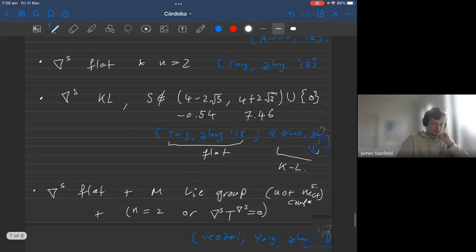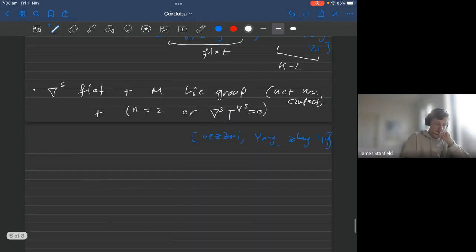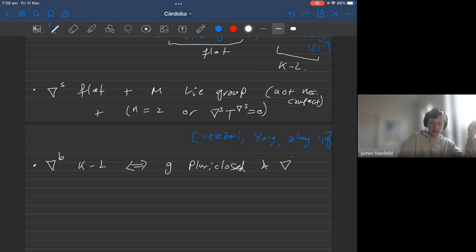And then, what else is known? I've mentioned the flat case for the Chern and Bismut connections, but I haven't mentioned the Kähler-like case. It's understood for the Bismut connection. If the Bismut connection is Kähler-like, then this is equivalent to the metric being pluriclosed and the torsion being parallel. This is by, again, Zhao and Zheng in 2019.